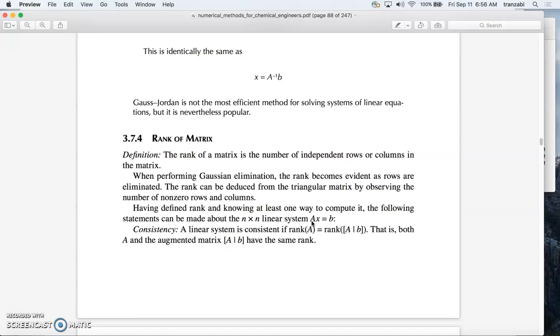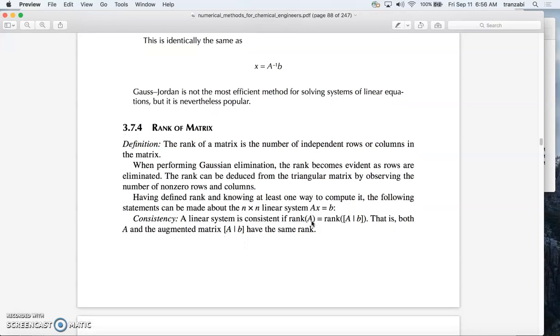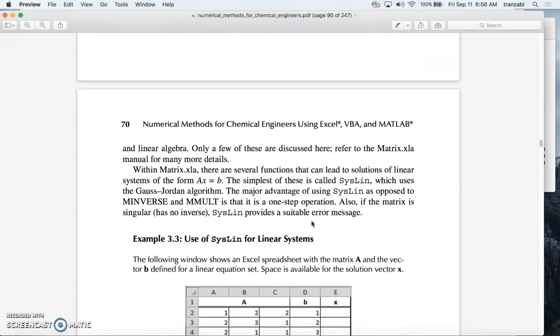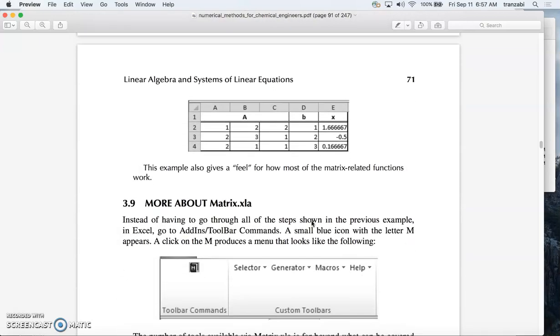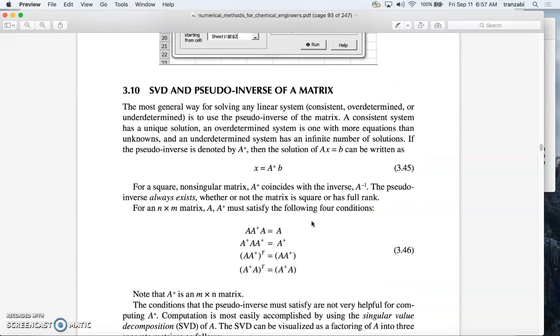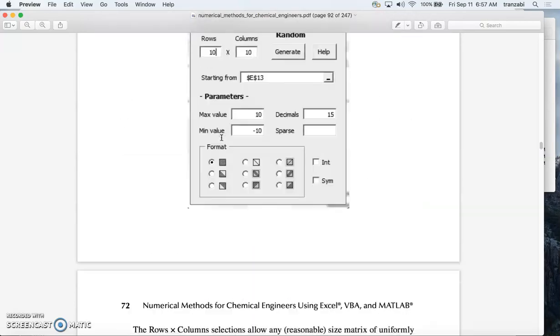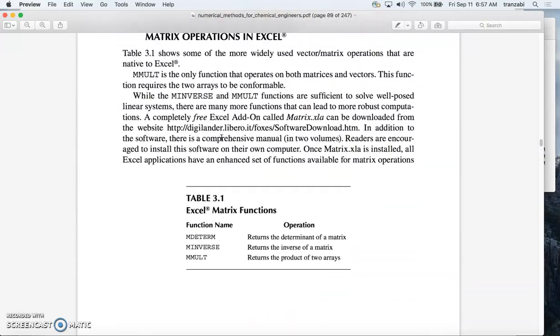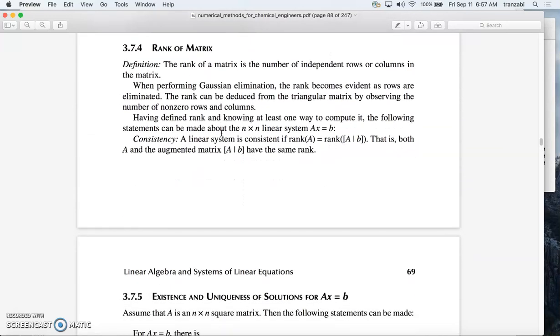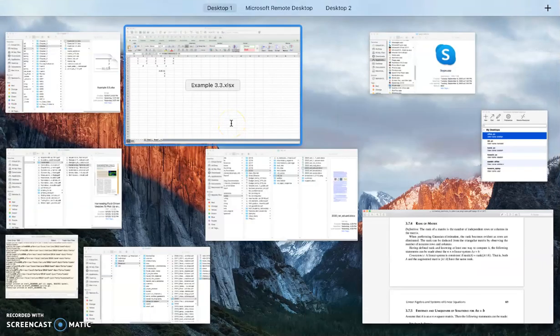So the next topic is rank of a matrix. To find the rank of a matrix, we need to decompose the matrix into something which is called SVD, or singular value decomposition. Actually, that is also covered in the textbook somewhere later in the chapter. Let me go down, even further down, right here. So SVD is discussed here, but I think we're going to talk about it now if you want to find the rank of a matrix. So let me go back to section 374.